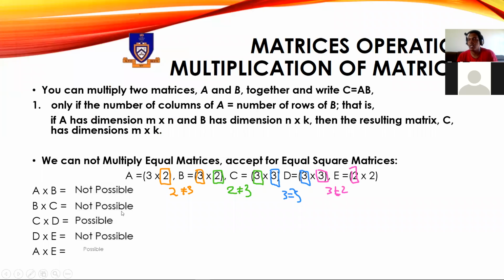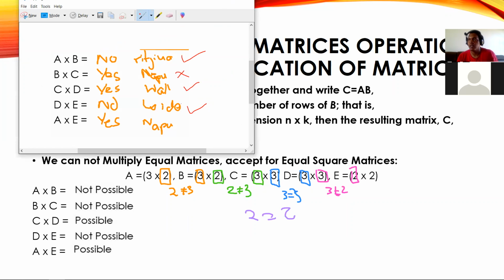And the last one is A and E. So we already have A, we have E. I'm just going to use this color over here to show you that A is 2. So 2 is definitely equal to 2 because E is having a 2 over there. So A and E is possible, and the last answer for Napu was correct.